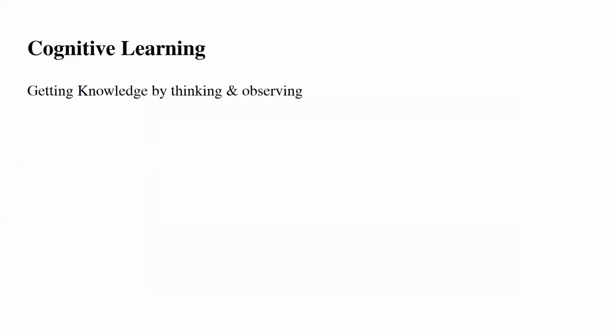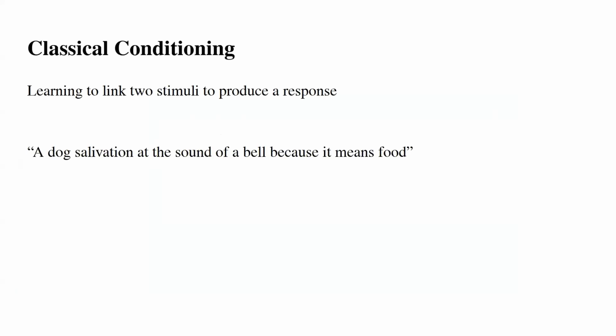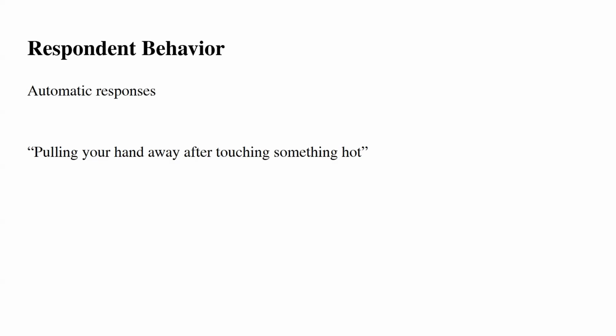Cognitive learning is getting knowledge by thinking and observing. Associative learning is learning by connecting two events. Classical conditioning is learning to link two stimuli to produce a response. Respondent behavior are automatic responses. Operant behavior is behavior controlled through rewards and punishment.